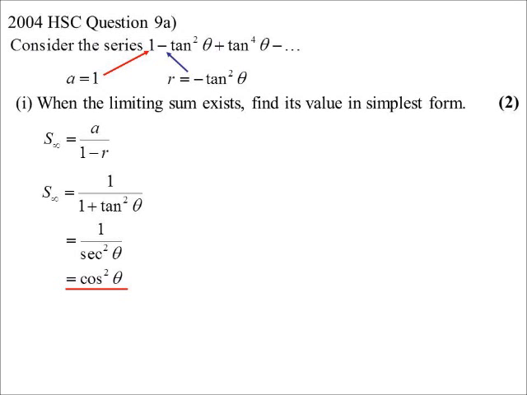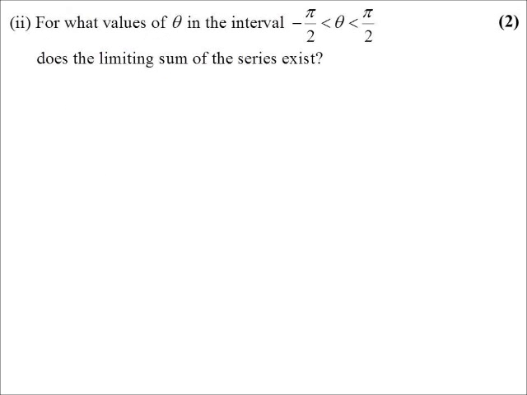So all right, A on 1 minus R, we get 1 on 1 plus tan squared. That's probably where a mere mortal would stop. But we'd go, no, no, no. 1 plus tan squared is, of course, sec squared, and 1 on sec squared is cos squared. So there's our sum to infinity, cos squared theta. Part 2.